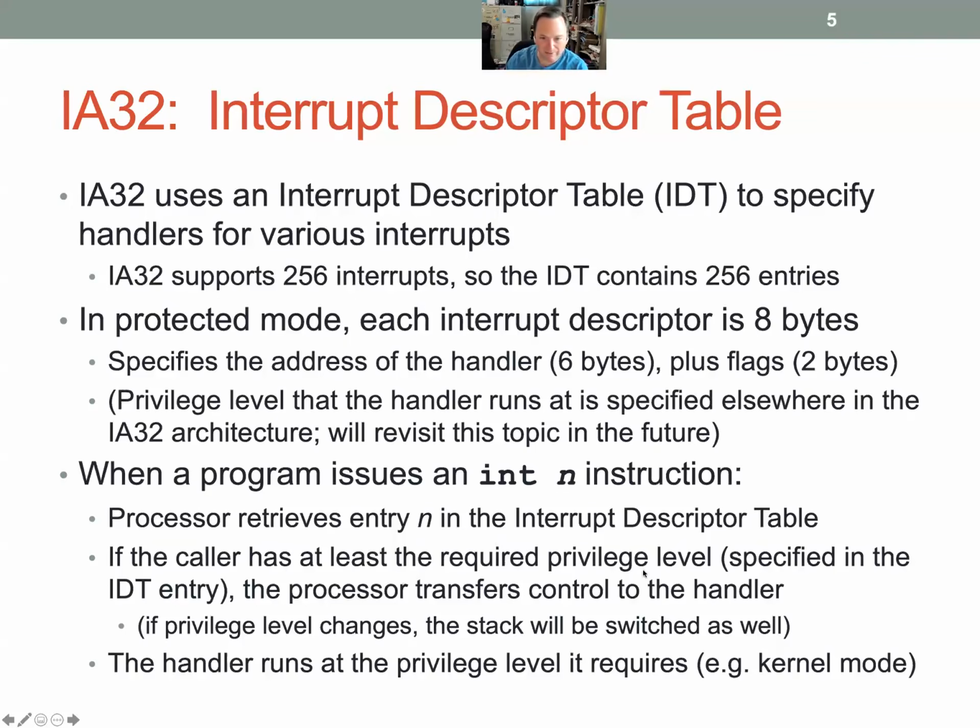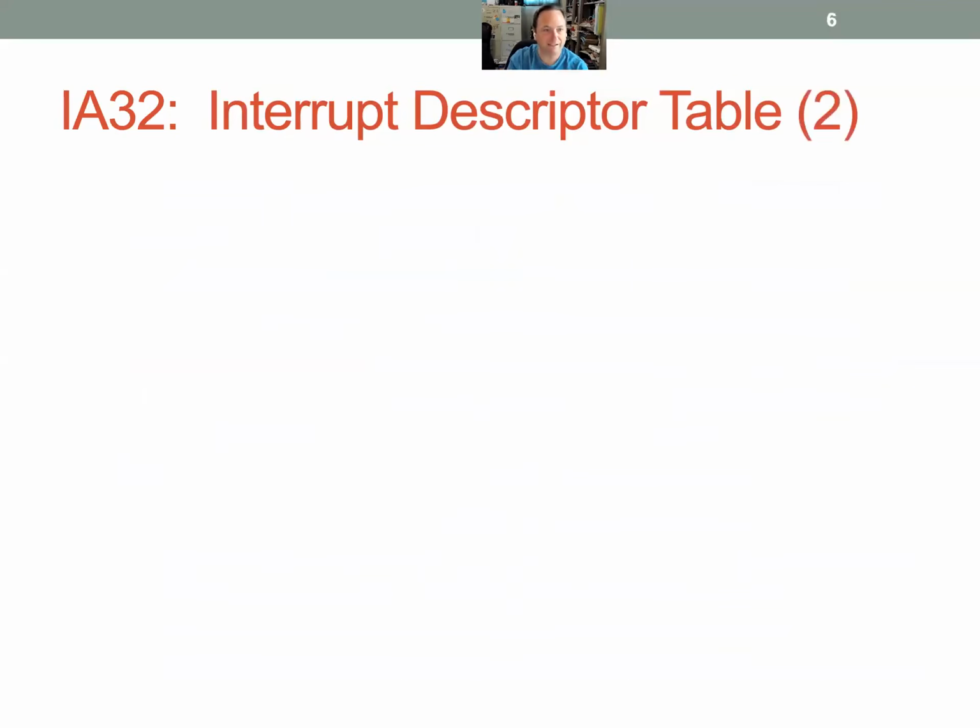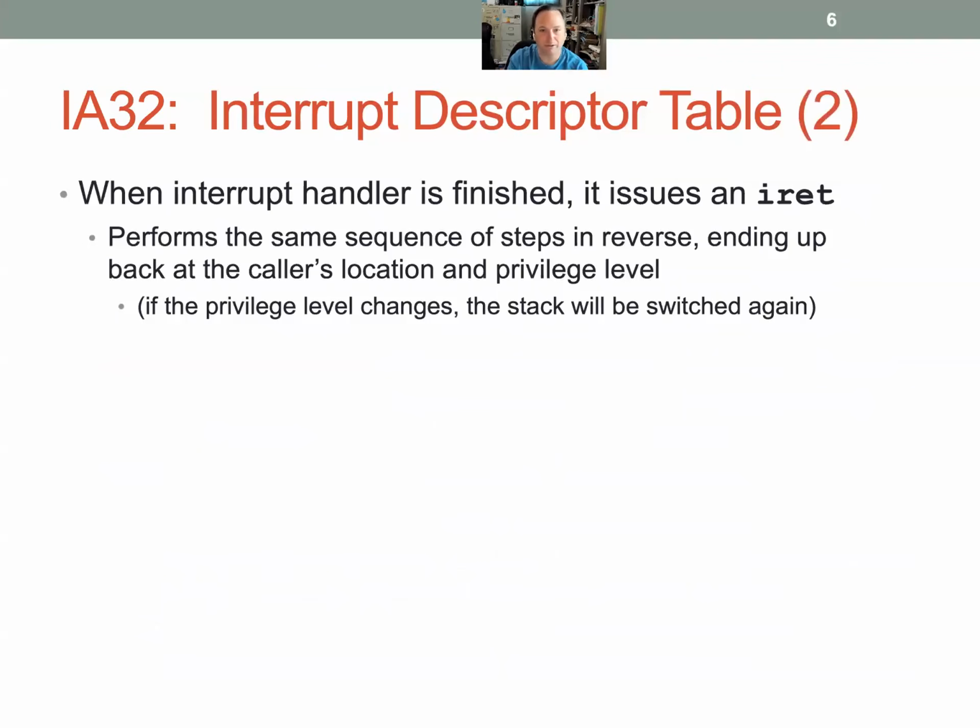So if the caller has at least the required privilege level, the processor transfers control to the handler. The handler runs at the privilege level it requires. Okay, it's not that exciting, but it's certainly cool what you can do with it.